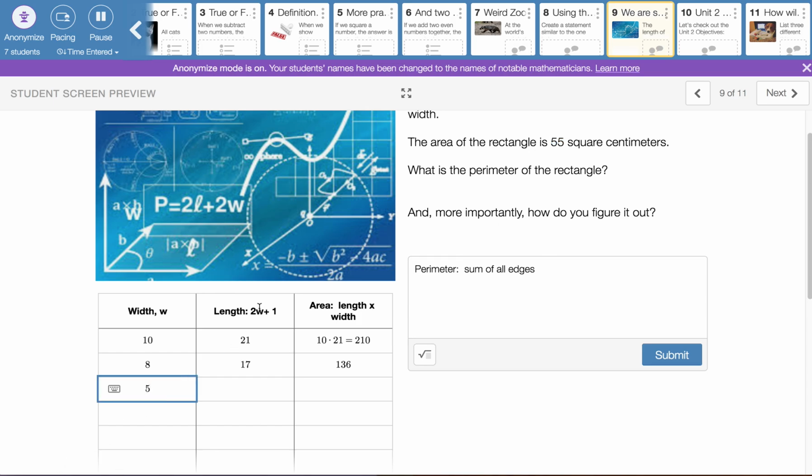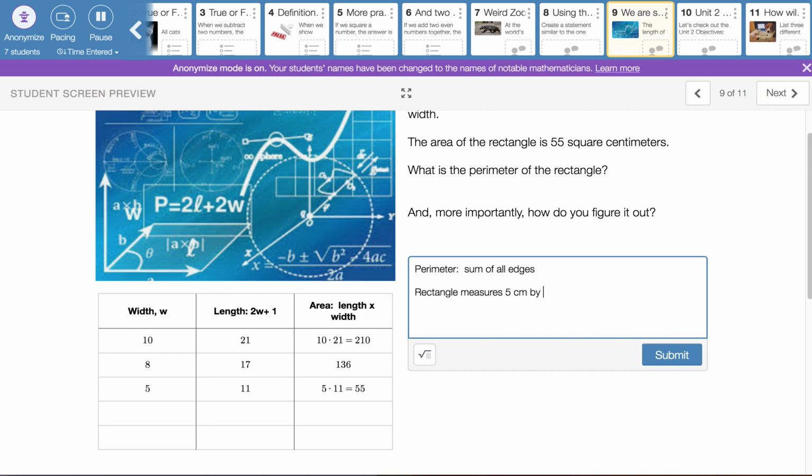Here's 5. 2 times 5 plus another 1 is 11. 5 times 11 is 55, and that's what we wanted it to be. So I know that my rectangle measures 5 units by 11 units. Oh, let me just type in here. Rectangle measures, and they're centimeters. 5 centimeters by 11 centimeters. I'm so happy. Smiley face.